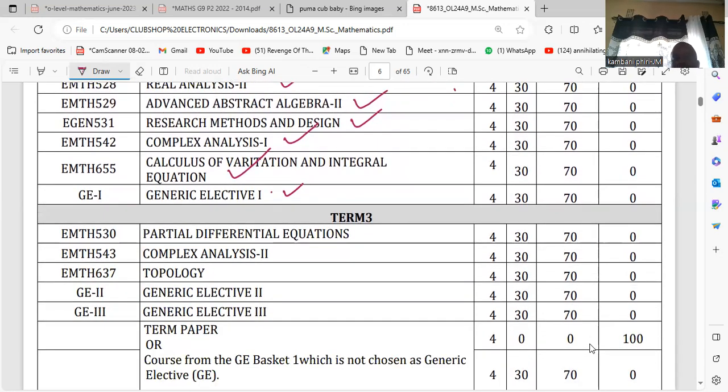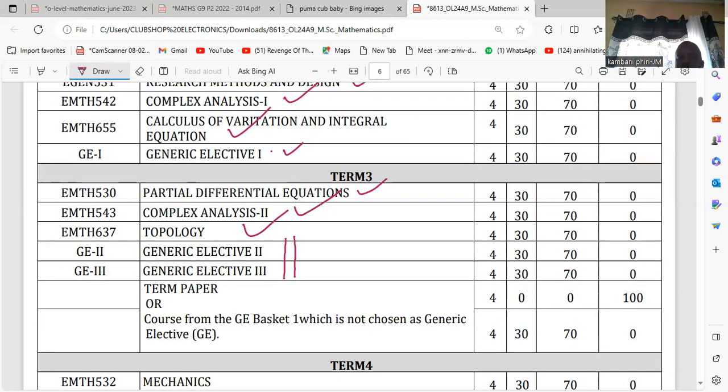Then in the 3rd semester, you have got 3 core courses. Differential equations, partial differential equations, complex analysis 2, then topology. Then you do 2 courses again from your GE. If you chose finance, it means in the 2nd semester you did 1 course under finance, and in the 3rd semester you're going to do 2 courses. But you pick 1 course to replace the term paper if you don't want the term paper. Meaning that there will be 1, 2, 3, 4, 5, there will be 6 courses. But if you are doing the term paper, there will be 4 courses. Okay?